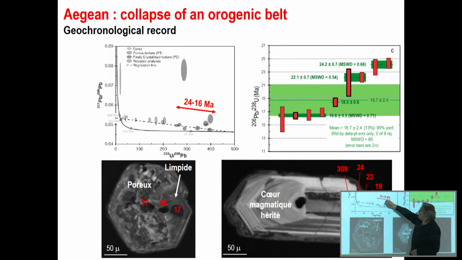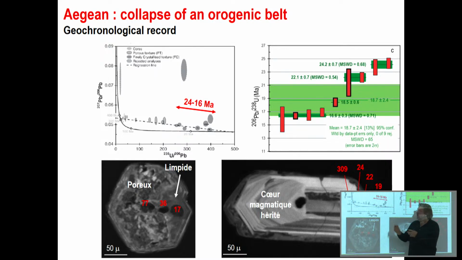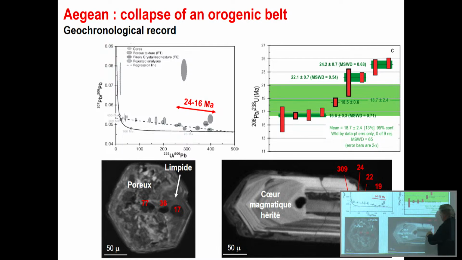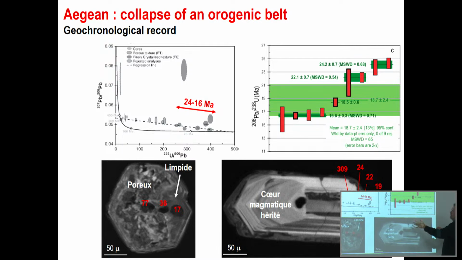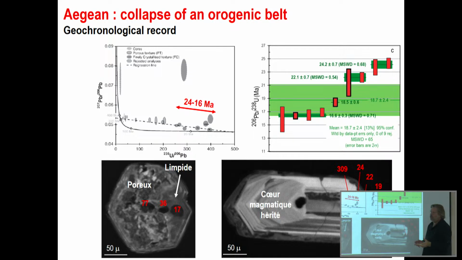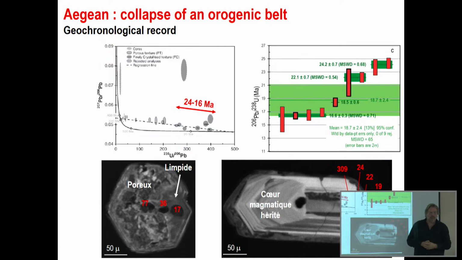If they're a bit offset from that line, that means that there is some lead loss, and that will change one of these ratios and will offset the data point from the line. So these data are almost concordant. We call them concordant when they are on this line, but not so. So Laure said, okay, I take all these dates from 24 to 16, and consider it's one age.